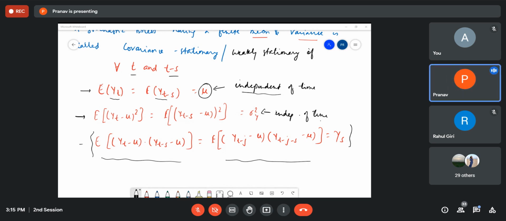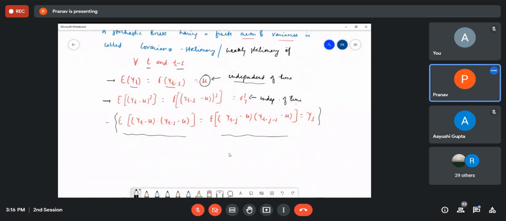Is it the covariance of yt when we take one lag, which will be equal to the covariance when we take two lags? No.